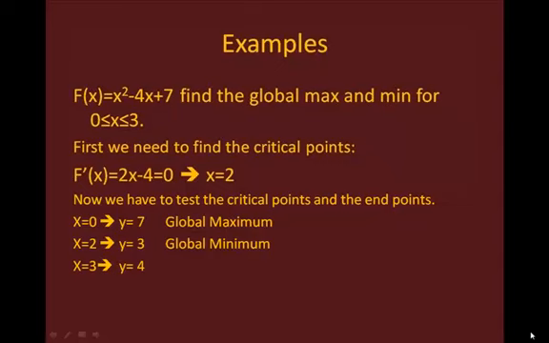You want to look at just the y values when you're classifying these. So you look for the largest y value on the y-axis. So here, it's going to be y equals 7. The largest y value is going to be your global maximum. Then your smallest y value, or the one furthest down on the y-axis, will be your global minimum.